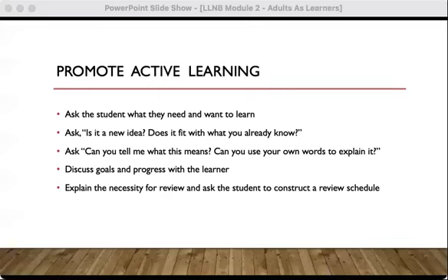So we're going to ask the learner what they need and want to learn. Ask them, is it a new idea? Does it fit in with what you already know? Ask, can you tell me what this means? Can you use your own words to explain it? You can discuss goals and progress with the learner and explain the necessity for review and ask the learner to construct a review schedule.